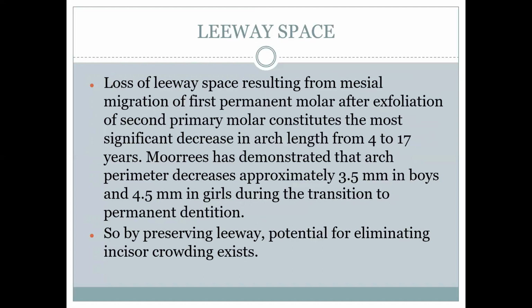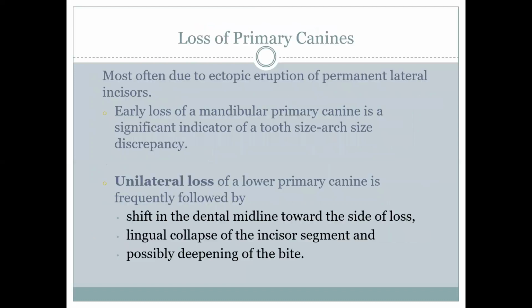Loss of leeway space resulting from mesial migration of the first permanent molar after exfoliation of the second primary molar constitutes the most significant decrease in arch length between 4 and 17 years old. A study by Moyers demonstrated that arch perimeter decreases approximately 3.5 millimeters in boys and 4.5 in girls during the transition time from mixed dentition to permanent dentition. So that's why preserving the leeway space is so important.